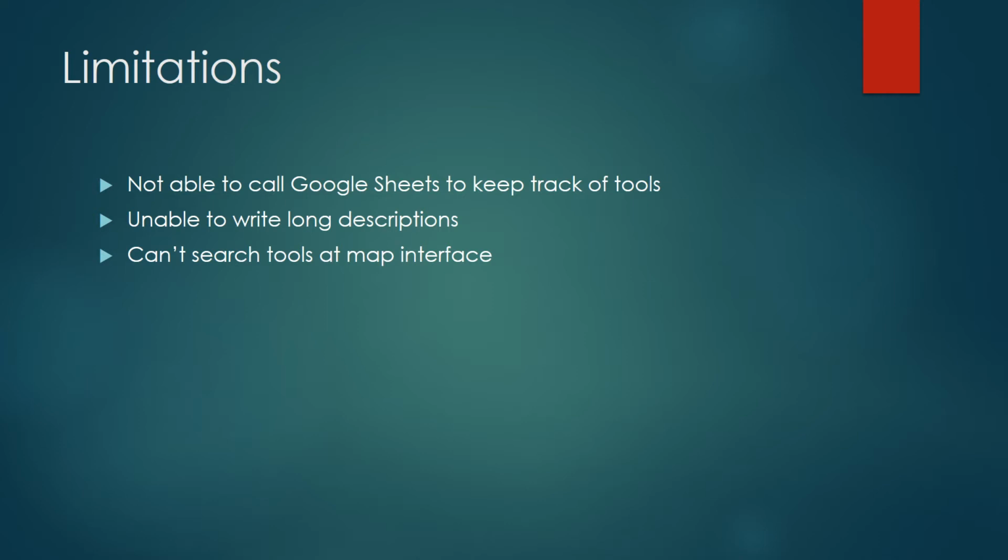And the other limitation is if someone wants to write a really long description of the tool, they're not able to, as the label is for some reason not properly showing it. It cuts it off. And another one is not being able to search for the tool in the map view.